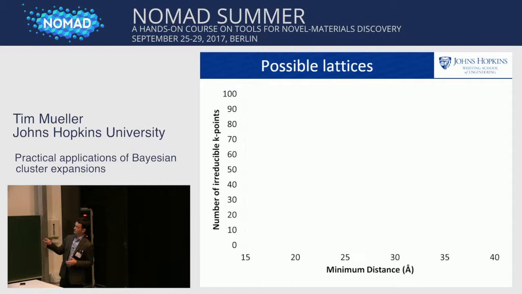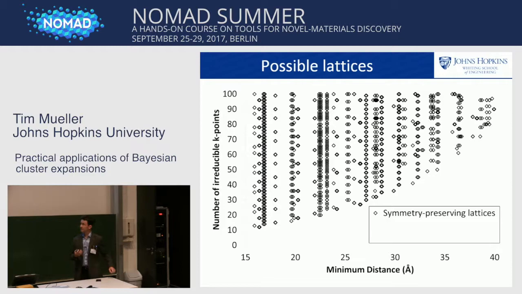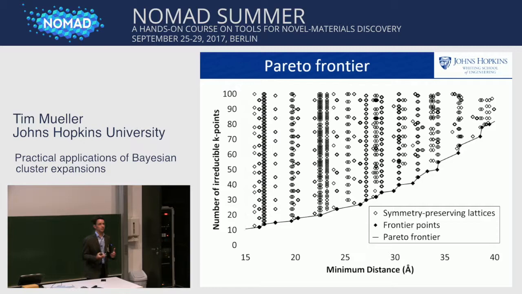If we plot out a whole bunch of K-point grids for a given material, we'd get something that looks like this. Now, it turns out that not all of these are equally interesting or useful. Some of these grids are better than others. Basically, we only care about the ones around here that optimize our speed and accuracy trade-off. This is what we call the Pareto frontier of K-point grids. These are the grids for which there is no other grid that is both more accurate and faster.